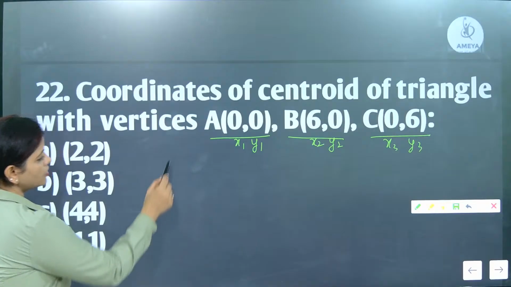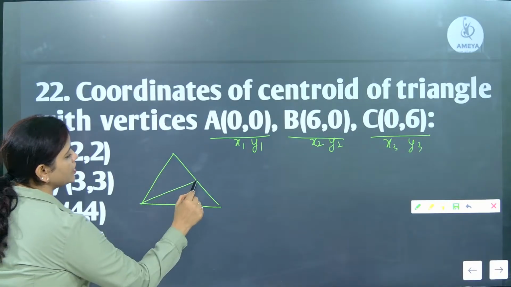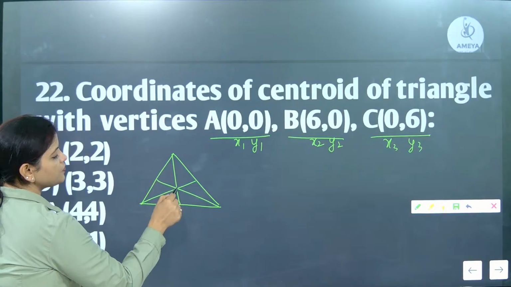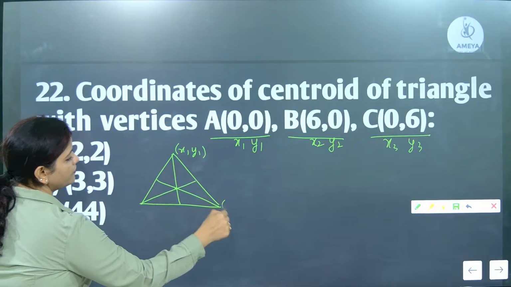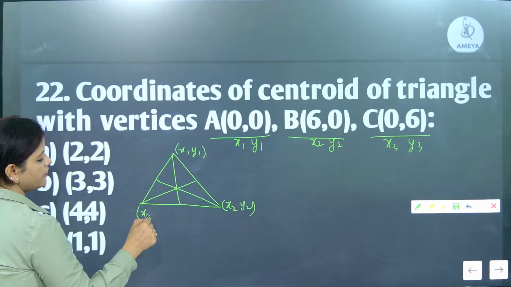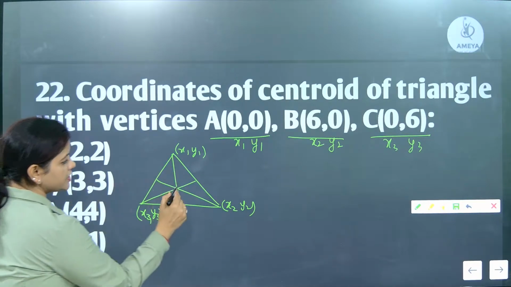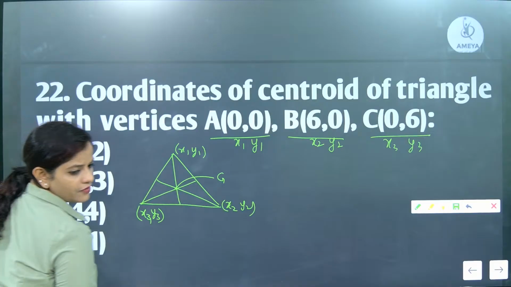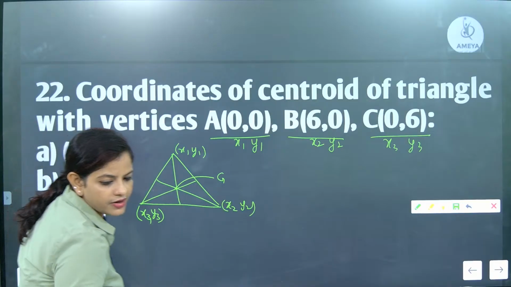When we are talking about the centroid, three medians will be there. The three medians of a triangle will be meeting at one point. So this point is considered. So vertices are taken as x1 y1 and x2 y2 and x3 y3. Understood? So based on this concept, this is the center. The center can be taken as G. Understood?